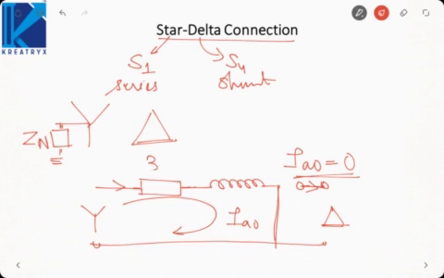We will show it like this, 3Zn. Okay. So this is the equivalent circuit or the general circuit for the case of star delta connection. Next, let us consider the delta star.